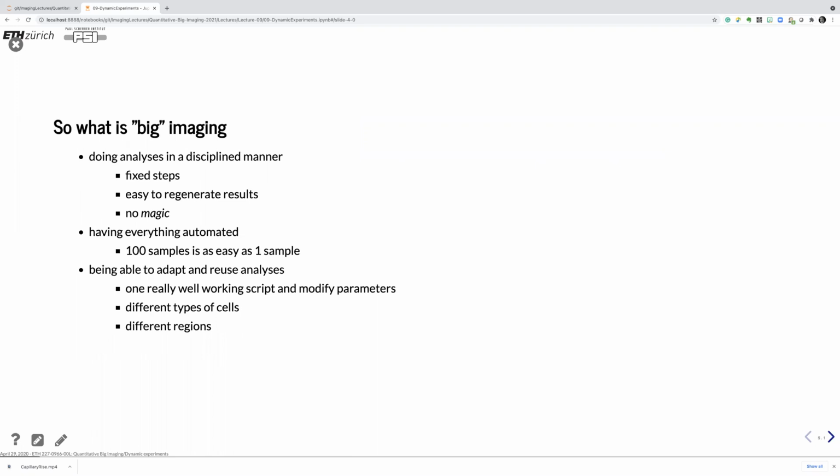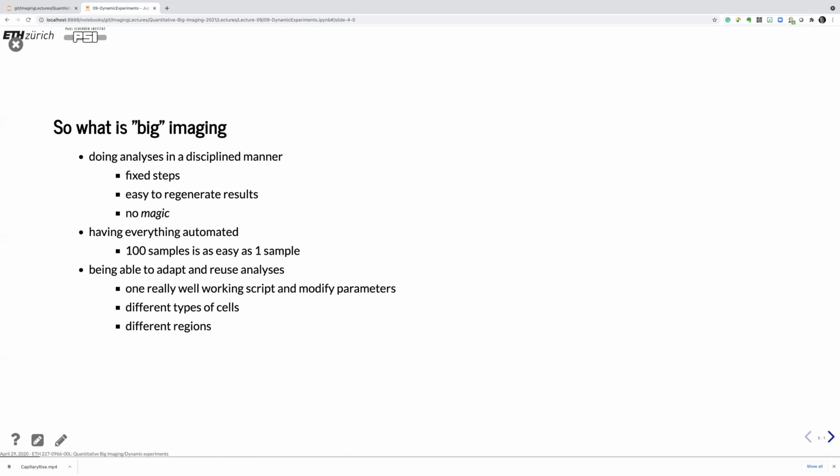So what we need to do is the analysis in a very disciplined manner. We have fixed steps. First we filter, then we segment, then we label, and so on. And it should be easy to regenerate the results. So if you realize filtering this way wasn't good, so we need to redo the filtering, and if we do that, we have to do the whole chain again. And that shouldn't be done using a lot of different clickings and hand wavings. So there shouldn't be any magic in this processing.